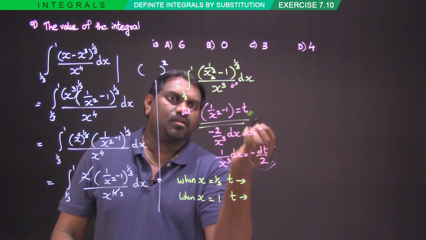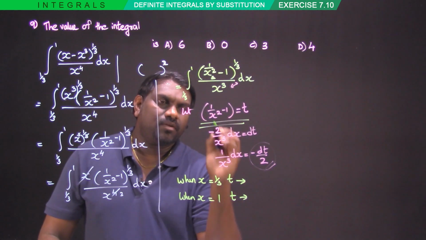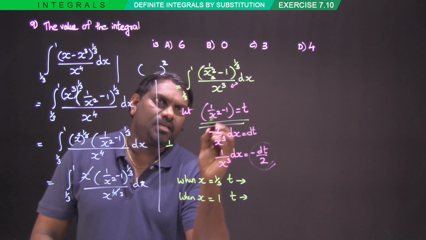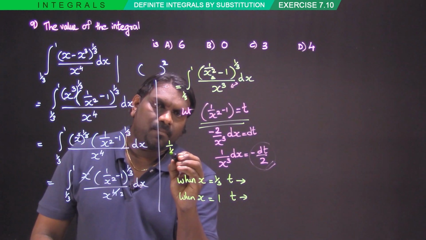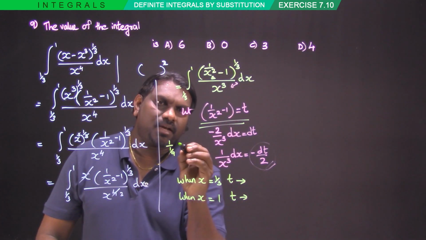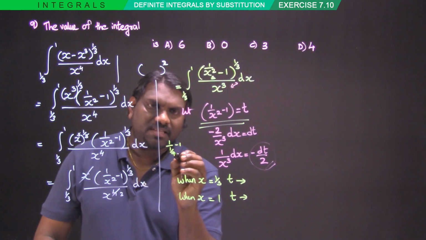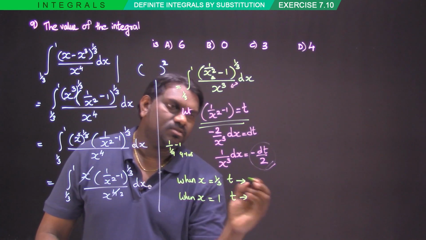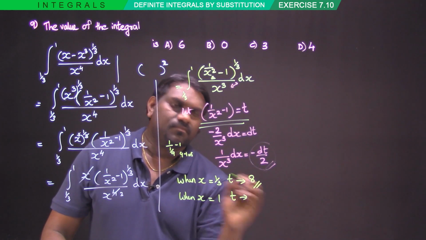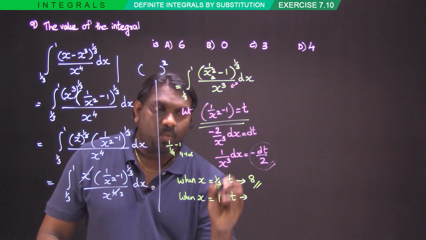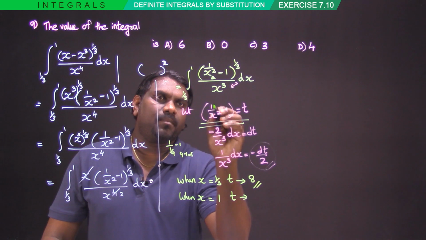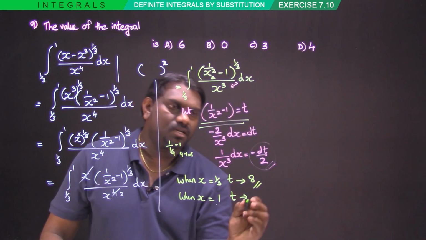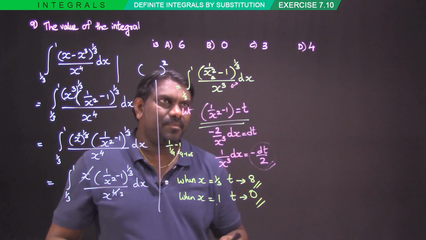Here, x is equal to 1 by 3, so 1 by x square is what? 1 by 9 reciprocal, that is 9, minus 1, 8. So this will be 8. If x is equal to 1, you substitute over: 1 by 1 is 1, 1 minus 1 is 0. You got the new limits.